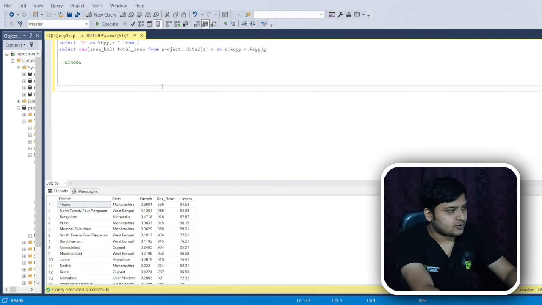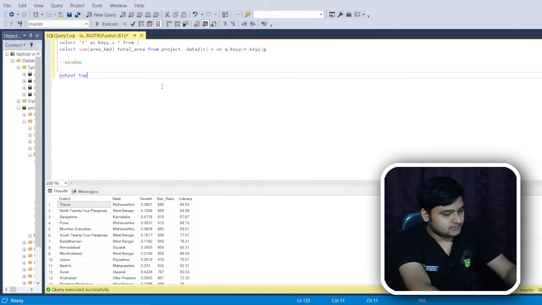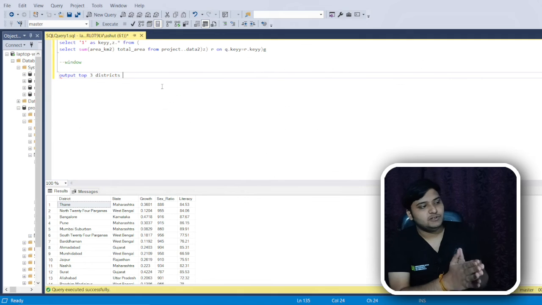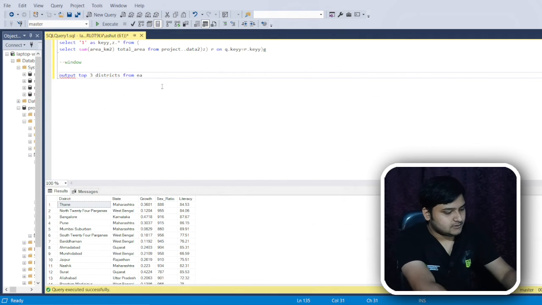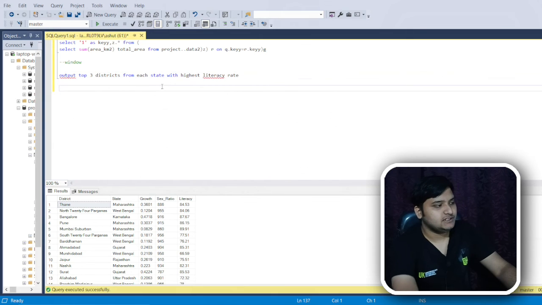So I would write this problem here also. Output: top 3 districts from each state with the highest literacy rate. I'll be solving this using the window function. So let's see how to do this.